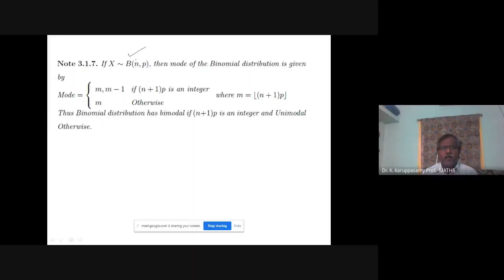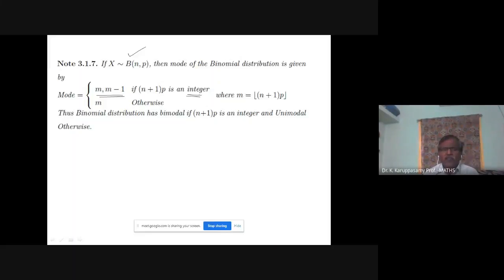There are two answers: m minus 1 and m, when n plus 1 p is an integer. So it is a binomial distribution with the n value 10, p value 1 by 2. If n plus 1 into p is a whole number, an integer, in that case your mode is m and m minus 1.